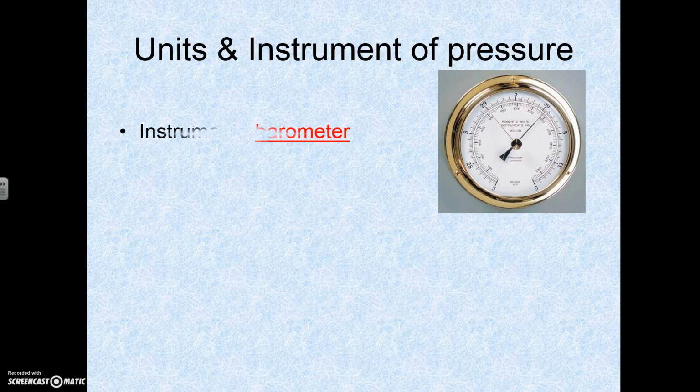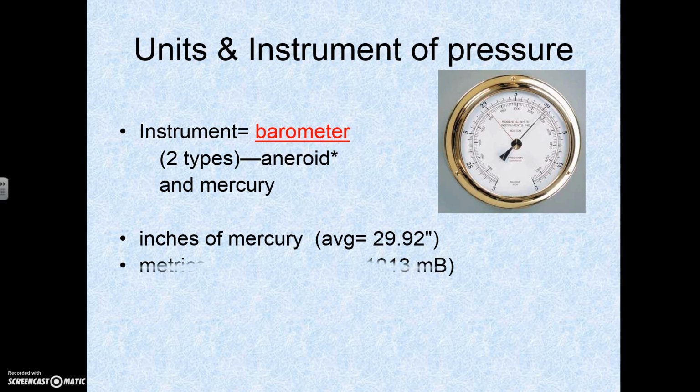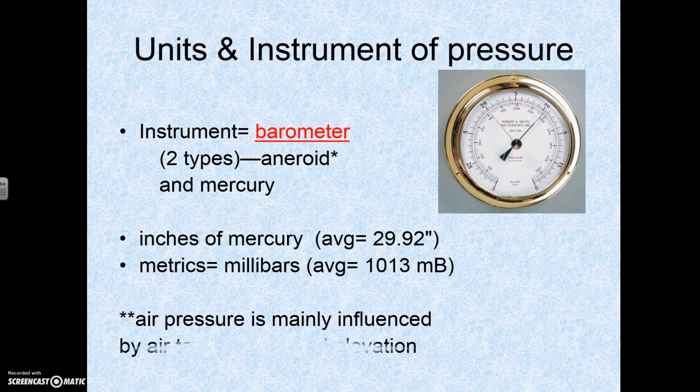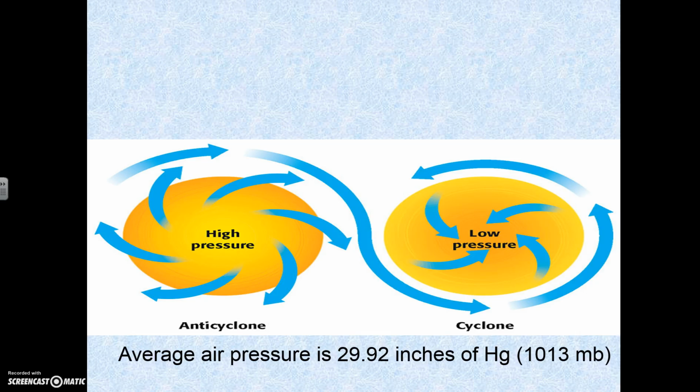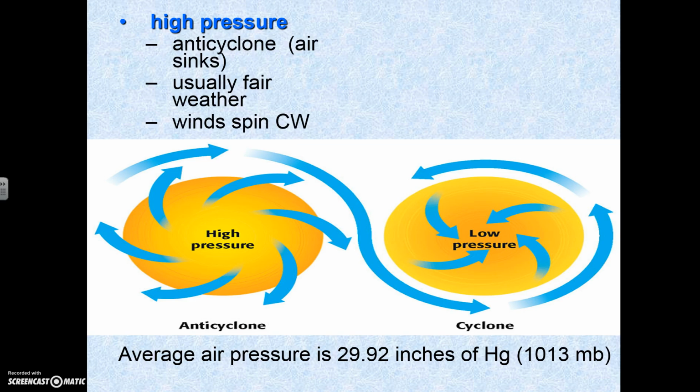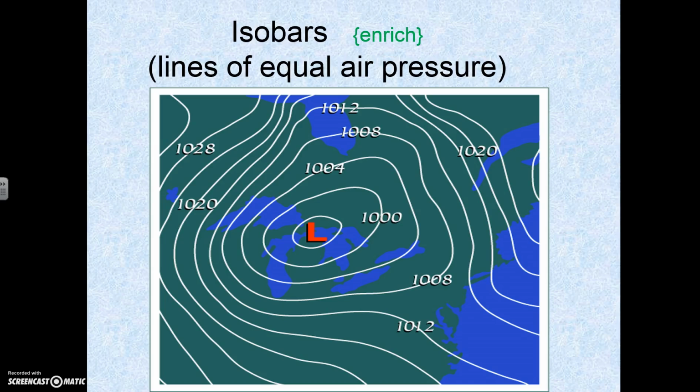And then this is the last part of your notes. The instrument that we use to see what the pressure is outside is a barometer. There's a couple different types of barometers, but all you really need to know is that we use a barometer for air pressure. We're not going to really talk about anticyclones and cyclones, so don't worry about that.